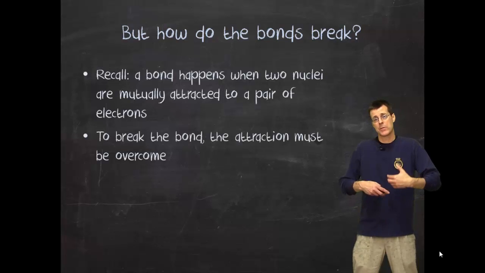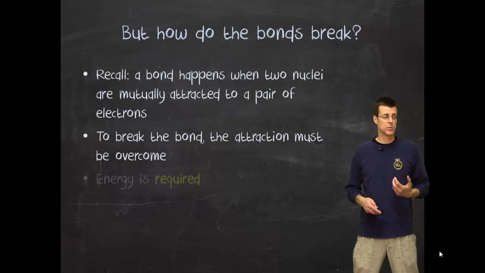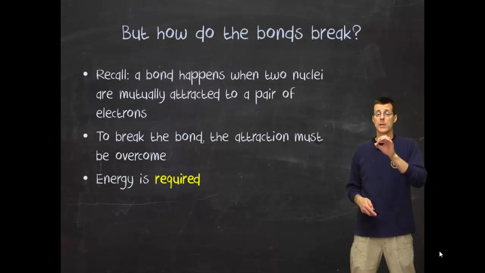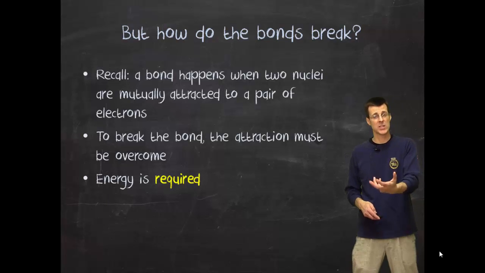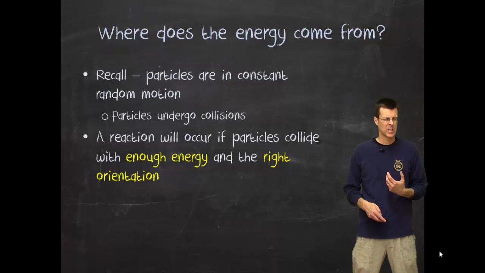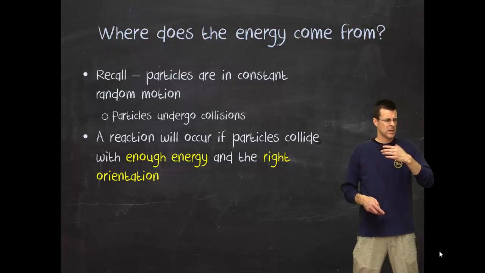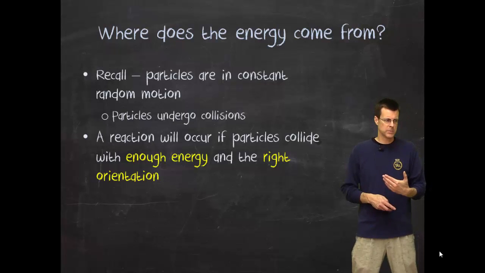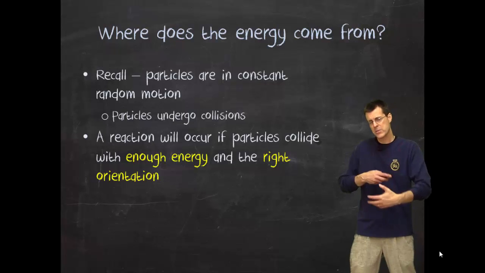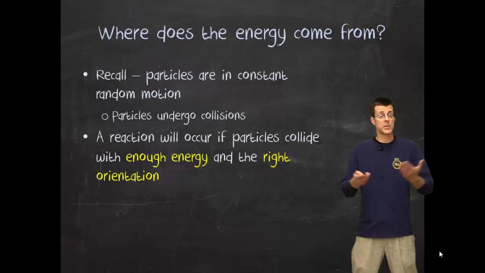That means I'm going to have to overcome an attractive force. That will require energy. So energy has to go in to break a bond. But where does the energy come from? Well, if we think about something we already know, we know that these particles are in constant random motion. So as they're in constant random motion, they're bumping into each other.